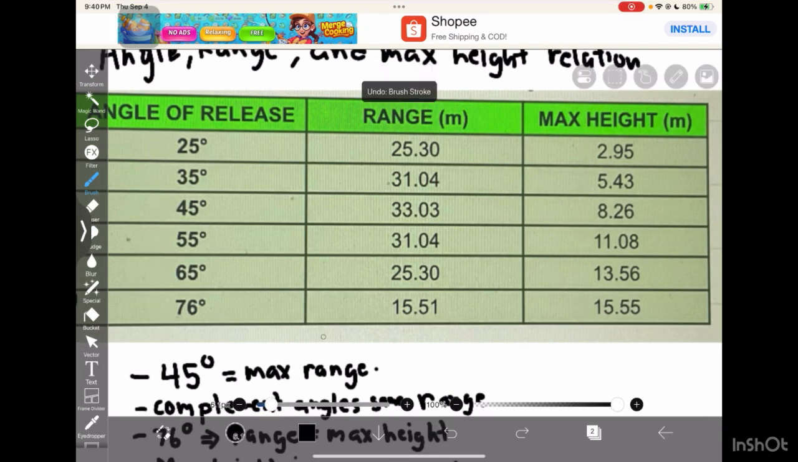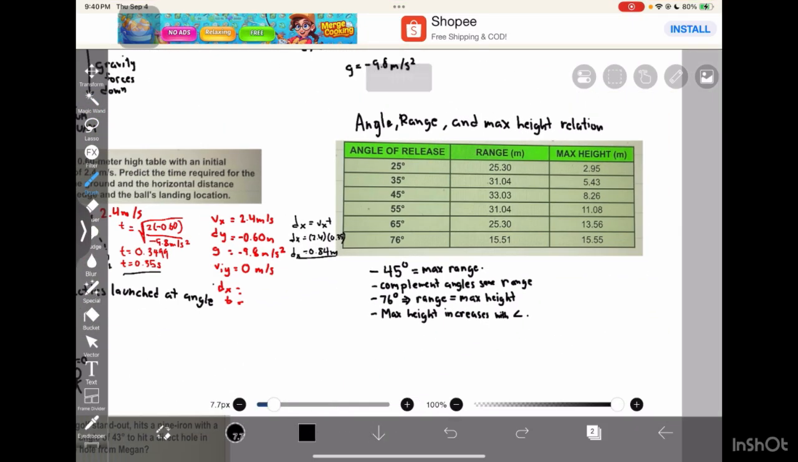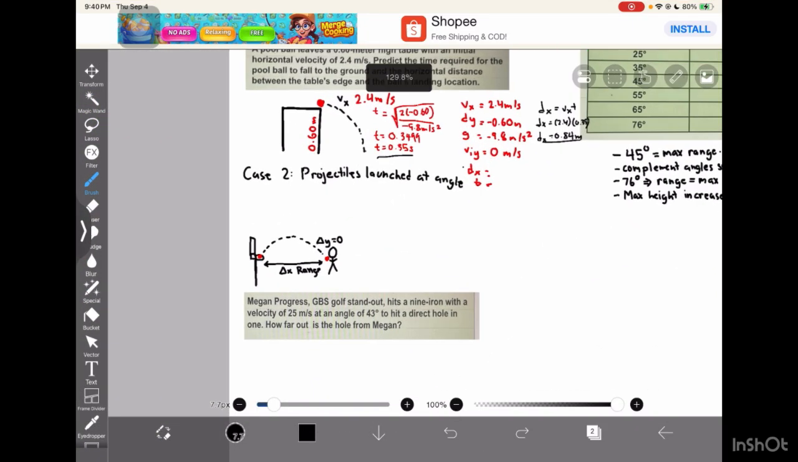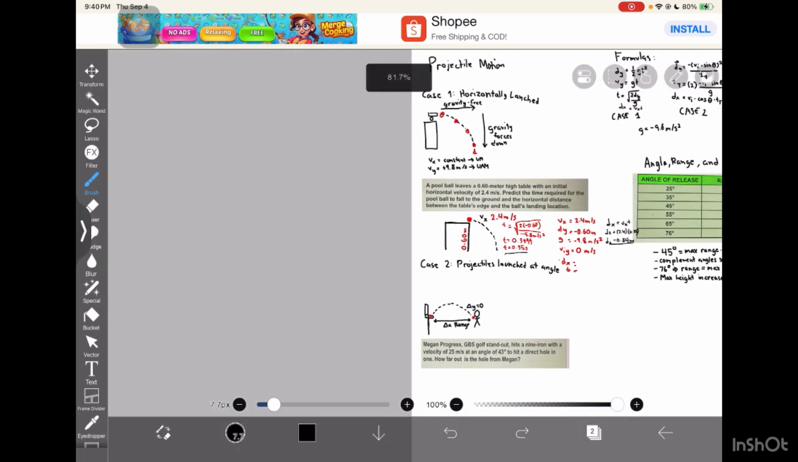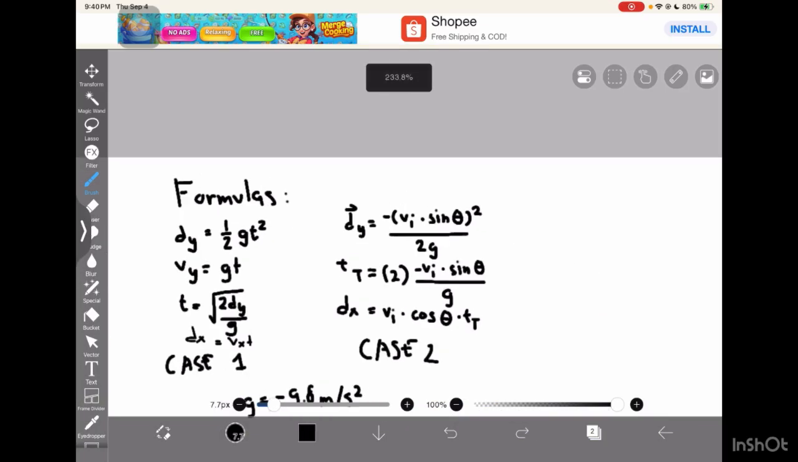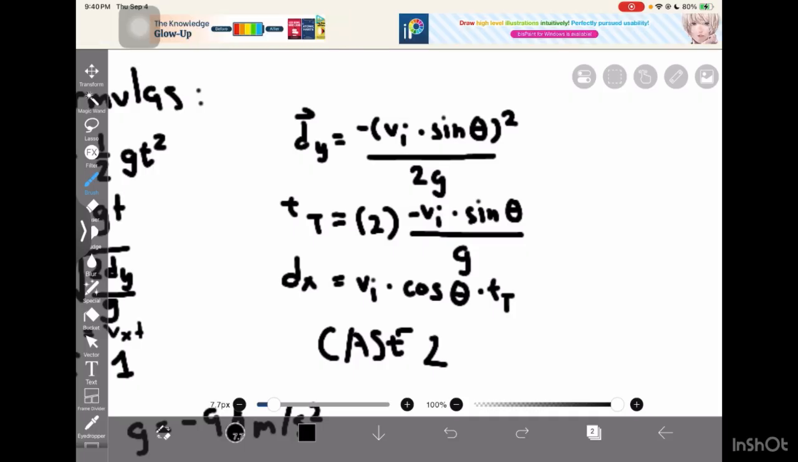So that's how the range, max height, and angle of release are related. Projectiles launch at an angle. There's not really much explanation to it. It's mostly involved in sports. And here, as you could see, if you thought we were just using tangent, no, we're using sine and cosine now. So yes, we're using the entire SOHCAHTOA.